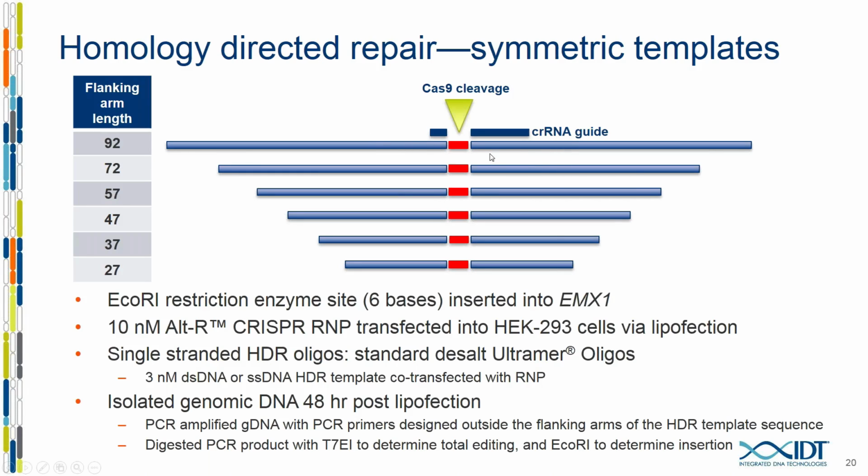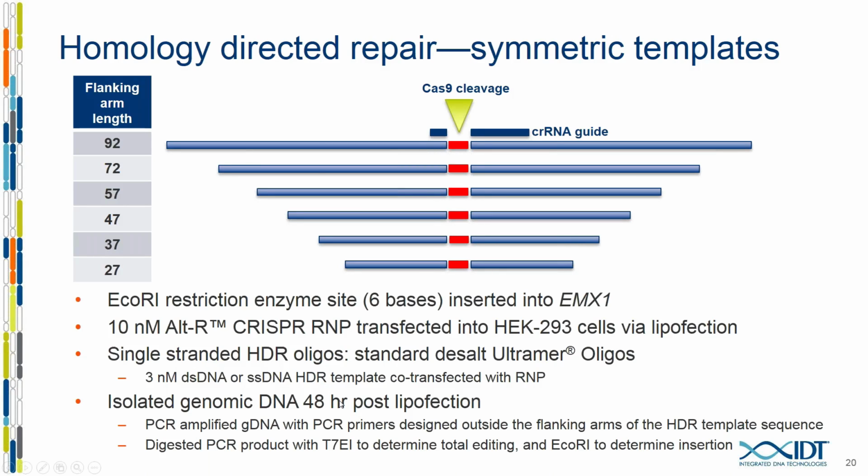So the goal here was to try to assess HDR by looking at whether or not cleavage through this insertion of a restriction enzyme site occurs. This particular experiment used a guide RNA targeting EMX1 in HEK293 cells, and it was done via lipofection of the RNP into those cells. The ultramer oligos were standard desalt, and they were delivered at a 3 nanomolar concentration, either as double-stranded DNA or single-stranded DNA from either strand of that template.